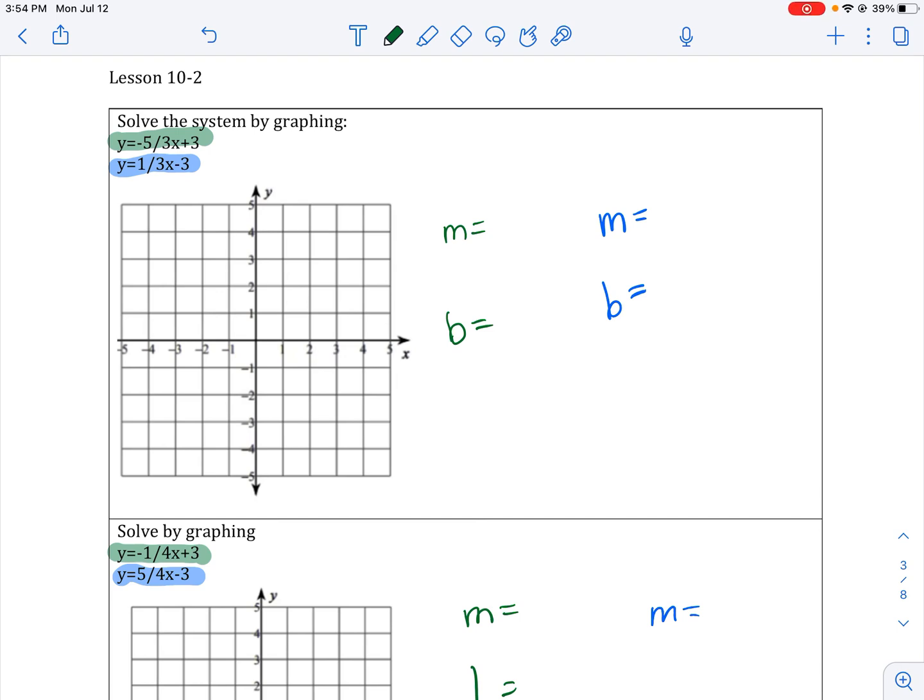So last section we talked about what systems of linear equations are. Now we are going to solve systems of linear equations by graphing. The beautiful thing is these are all in slope-intercept form. All of this should sound familiar. We've been graphing lines in slope-intercept form since the beginning of the second quarter.